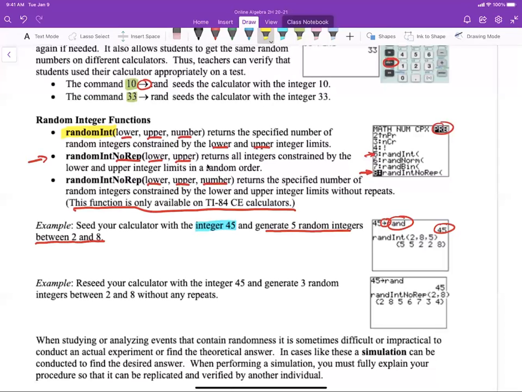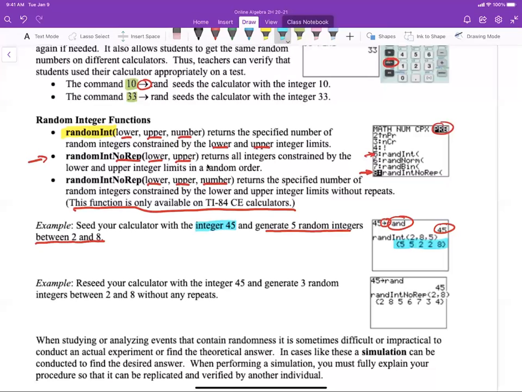I want 5 integers, and I will hit enter, and my numbers come out to exactly these right here, which is 5, 5, 2, 2, 8. And notice I have some repeating. Okay, so we didn't ask for no repeat, so we have 2 5s and 2 2s.